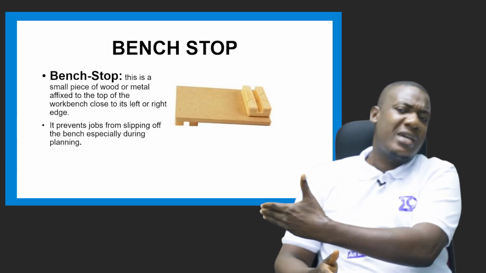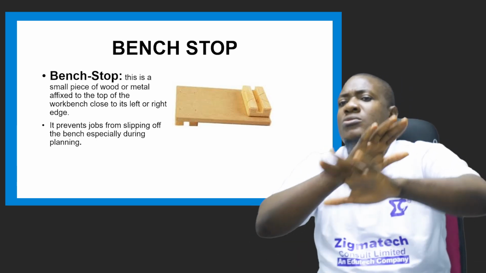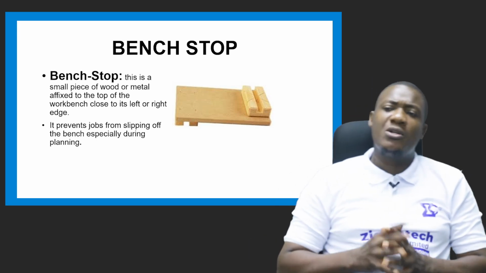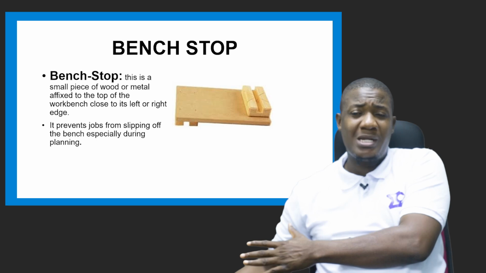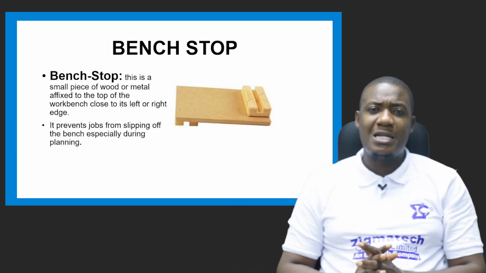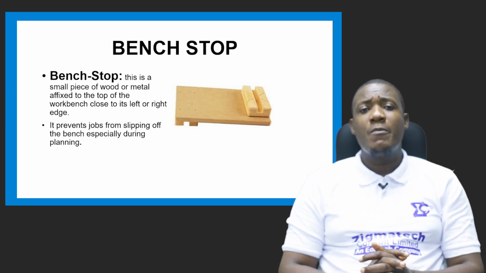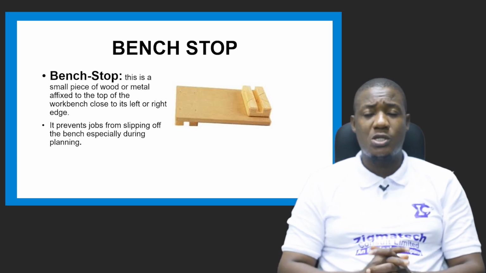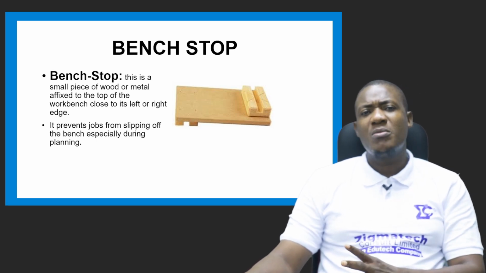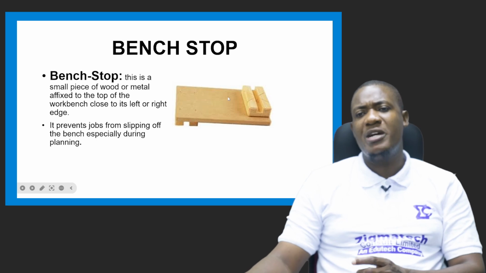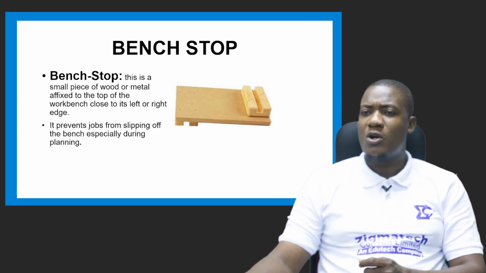All you need to do is to make it align with the bench stop, so that even as you slide the plane on it, the workpiece you are working on will not slide off the bench. Of course, when that happens, it could cause an accident, it could cause injury, it could damage the plane that you're using for such purpose. So the bench stop here performs that function of preventing jobs from slipping off the bench when you are actually working on that workpiece.